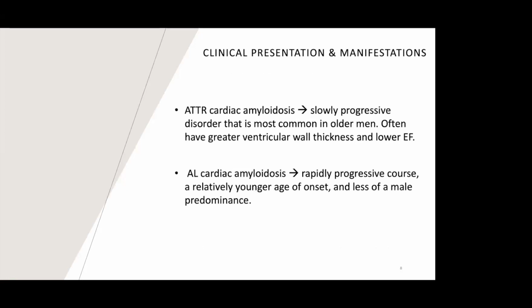So when looking at the two types, ATTR is often a slow progressive disorder that we see commonly in older men, and they often have greater ventricular wall thickness and a lower ejection fraction. AL amyloid is a rapid progressive course in young people and doesn't have as much of a male predominance.